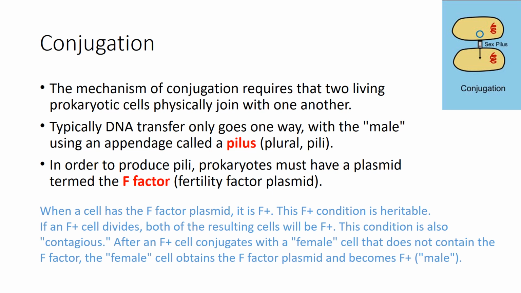both of the resulting cells will be F positive, right? Binary fission. And this condition is contagious, which means that after an F positive cell conjugates with a female cell, it gives the F factor plasmid to it, and therefore the female cell also becomes male, right? So when the F plus cell transfers the plasmid to the female, meaning the F negative cell, then this F negative cell also becomes F positive. So this is how conjugation works.